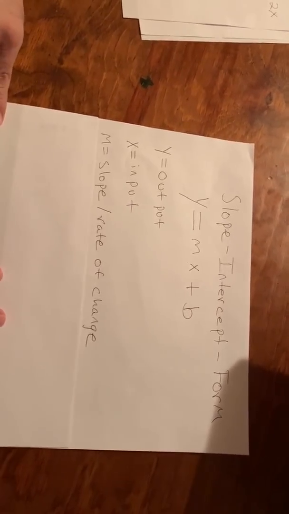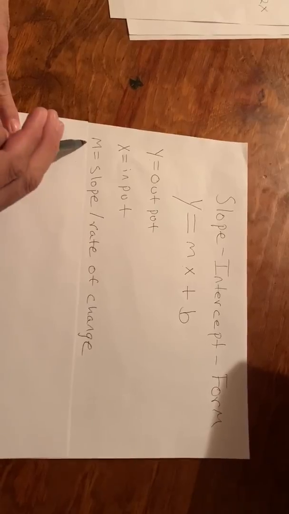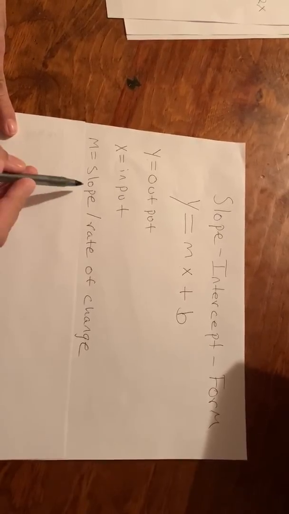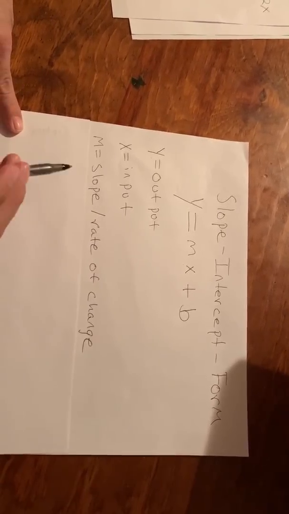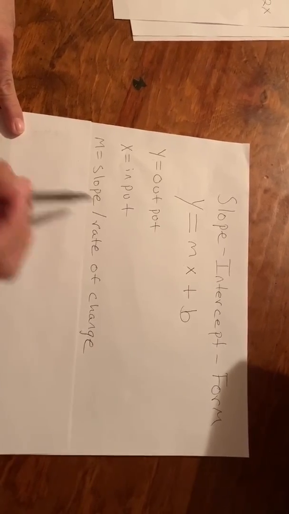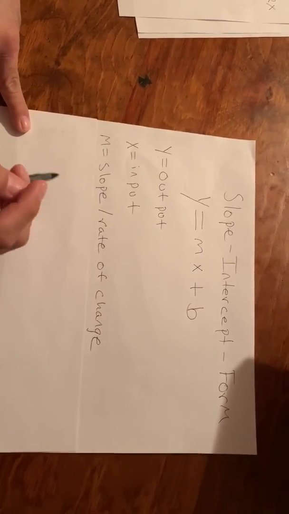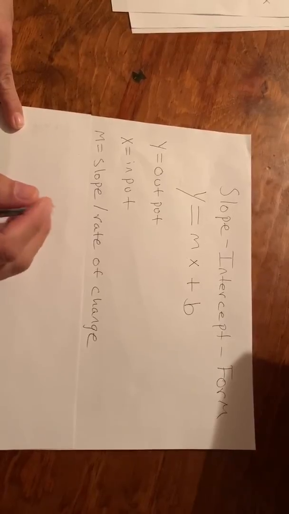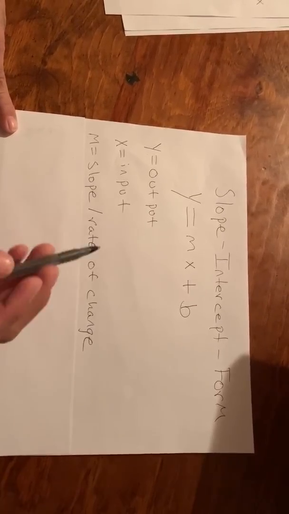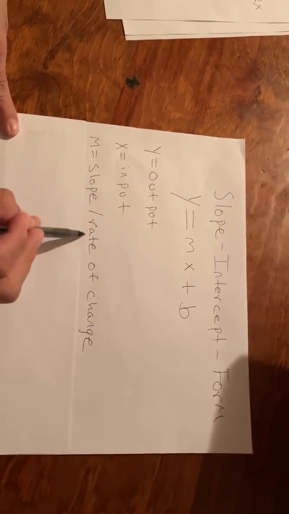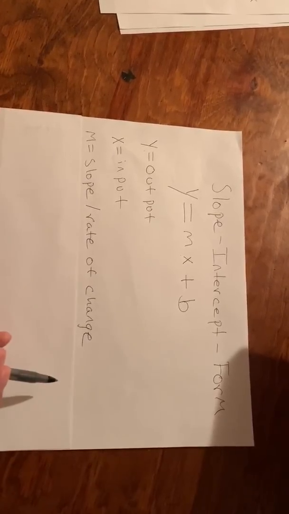The next component you will see is your slope, which is your m. Slope is basically the steepness of the line. So whenever you graph this type of equation onto a coordinate plane, you'll be able to tell the steepness of the line based on the slope, which is also called your rate of change.